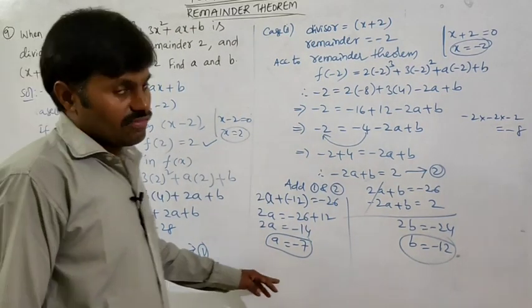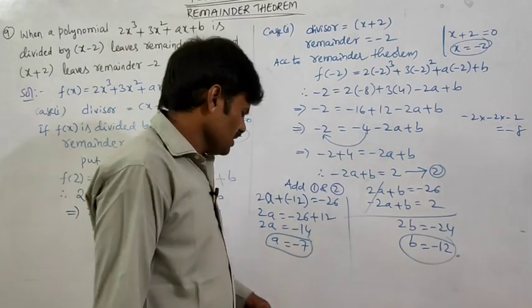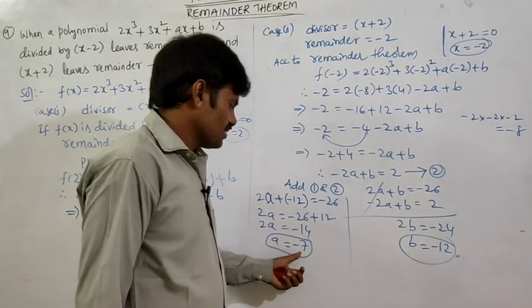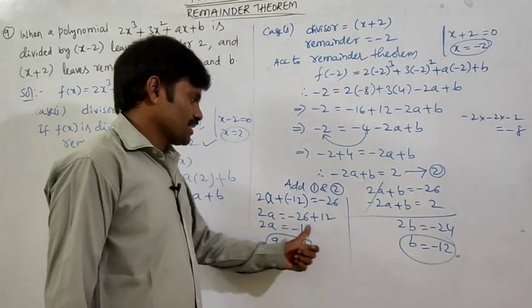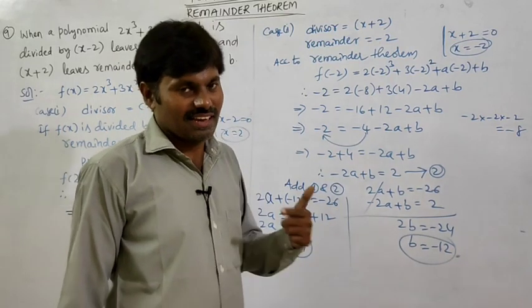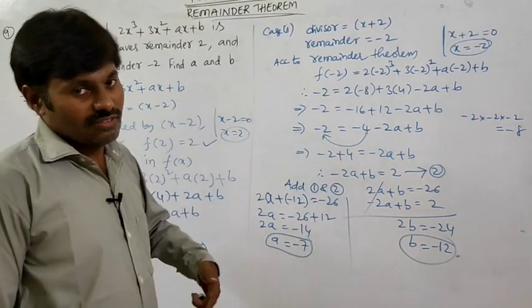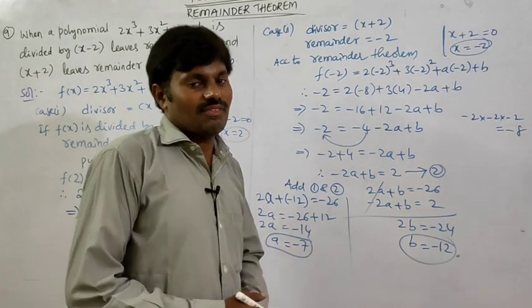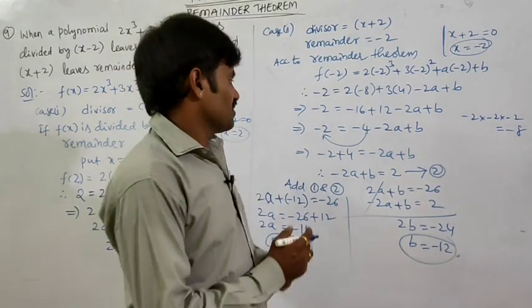So the required values of a and b are minus 7 and minus 12 respectively. If they ask a plus b value, we will get minus 7 plus minus 12, minus 19. If they ask a minus b value, minus 7 minus of minus 12, plus 5. Like that they can ask any value. Already we know a and b values, so we can substitute and find what they asked. I hope you all have understood this solution.